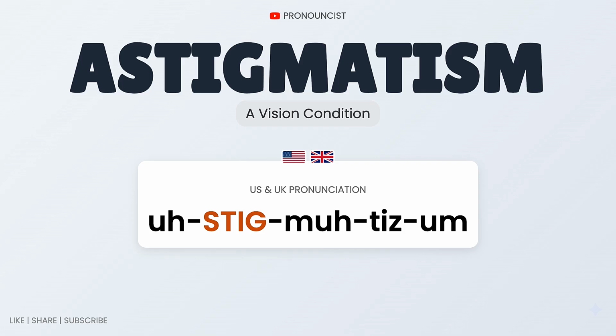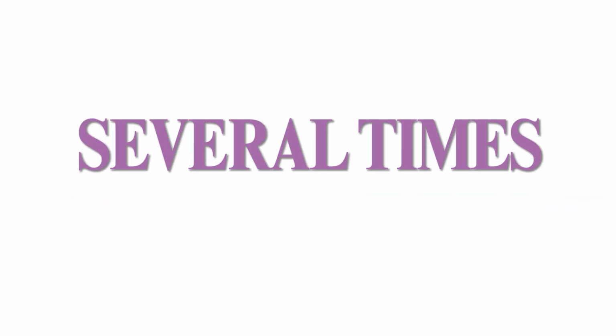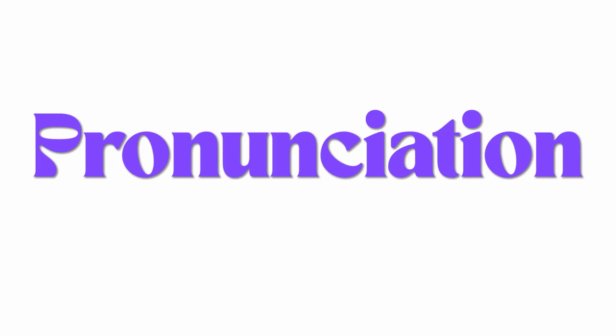The best way to practice is to repeat the syllable multiple times. The meaning of the word is a vision condition. Try repeating this word several times to improve your pronunciation.